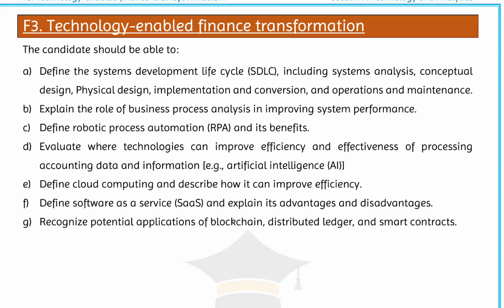What are they there? First one is SDLC, system development life cycle. What are the different phases involved in the development of a system, an information system as in a software? The phases included in the system development life cycle are system analysis, conceptual design, physical design, implementation, conversion, operations and maintenance. Those are the phases involved in SDLC. So first we'll start with that.